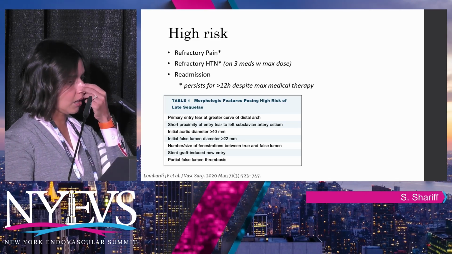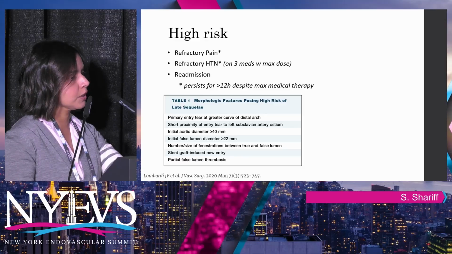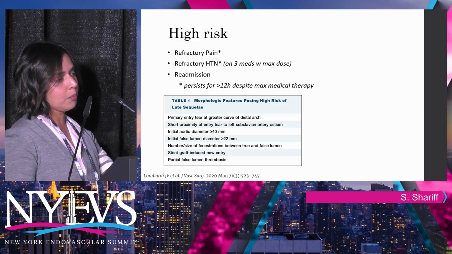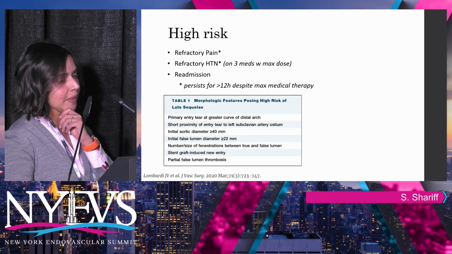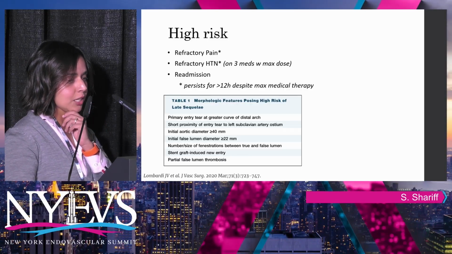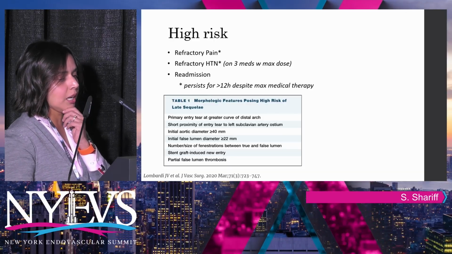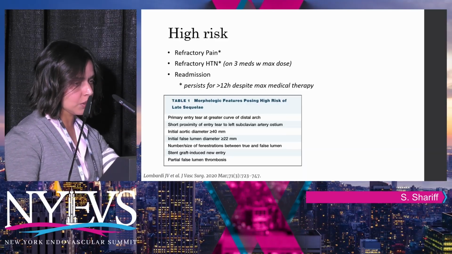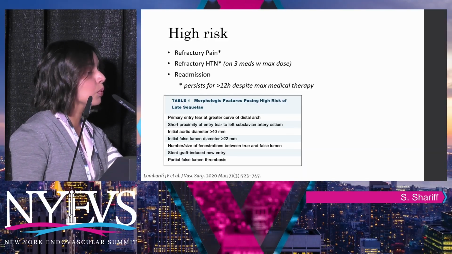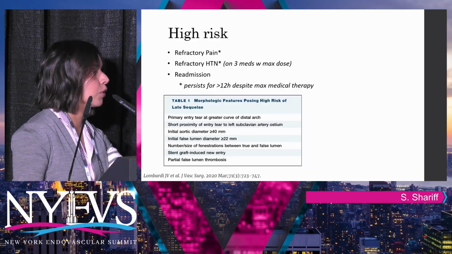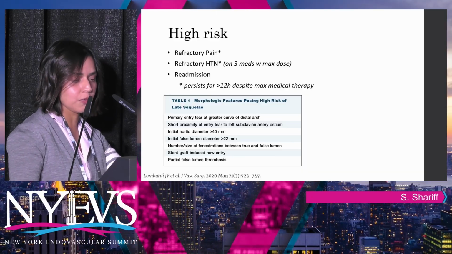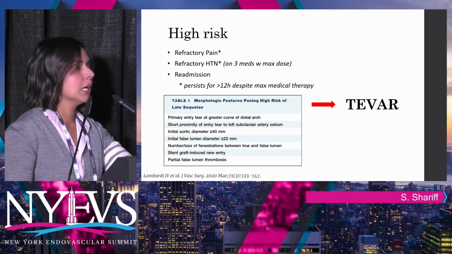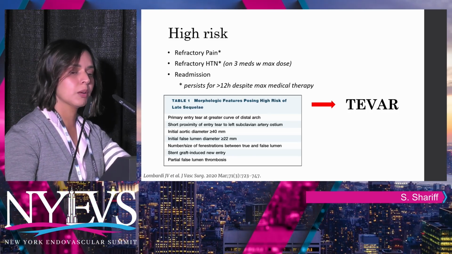Especially patients with radiographic or morphological features such as the primary entry tear on the greater curve, shorter distance of the entry tear from the left subclavian, aortic diameter over 40, initial false lumen to true lumen diameter of less than 22, and the number and size of the fenestrations. These patients will degenerate later and so should be considered for early intervention. So again, like I said, most guidelines will recommend TEVAR as the first line of therapy.